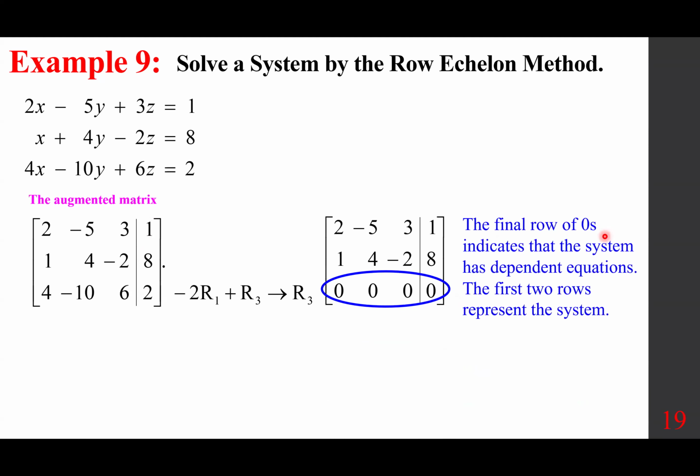The final row of zeros indicates that the system has dependent equations. The first two rows represent the system. If you look at this one, 0x, 0y, 0z is equal to 0, that means 0 equals 0. Remember, it's an identity, that is a dependent system with infinitely many solutions, and that's exactly what's happening here. So this you can ignore, and you can work with these two. So just write these two, just the first two.